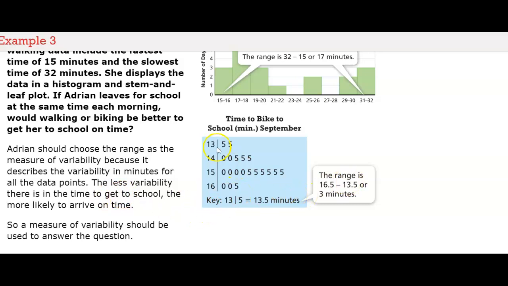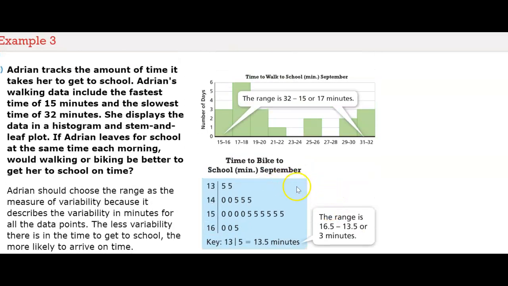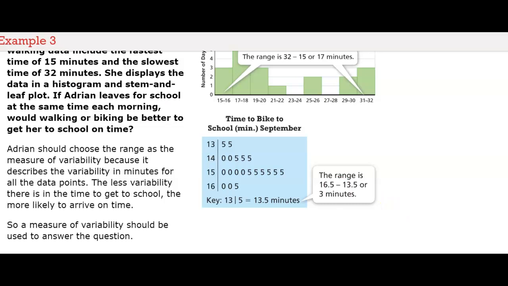So here the range would be 16 and 5/10 minus 13 and 5/10, and you subtract those, you're left with 3 minutes. And so a measure of variability should be used to answer the question, and the least amount of minutes would definitely be to bike herself to school.